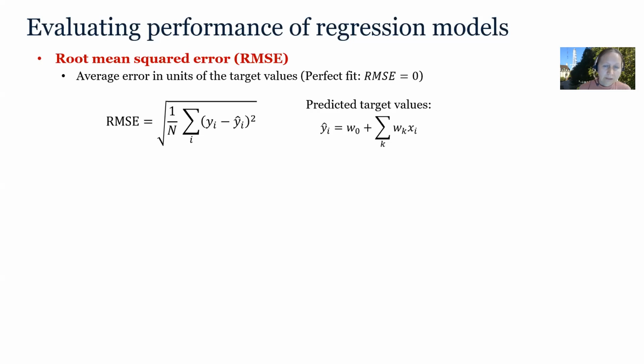Now, we have another way of measuring performance of a regression model, and this is using root mean square error. So this is an average error between, again, the expected and predicted target values. And this error is in units of the target value. So in our example, it's age of the baby. And the perfect fit would result in 0 root mean square error.